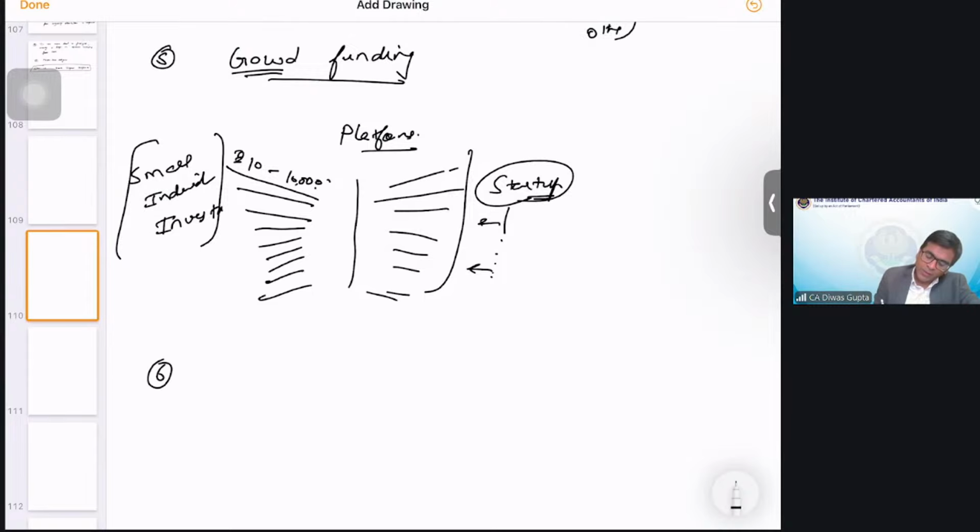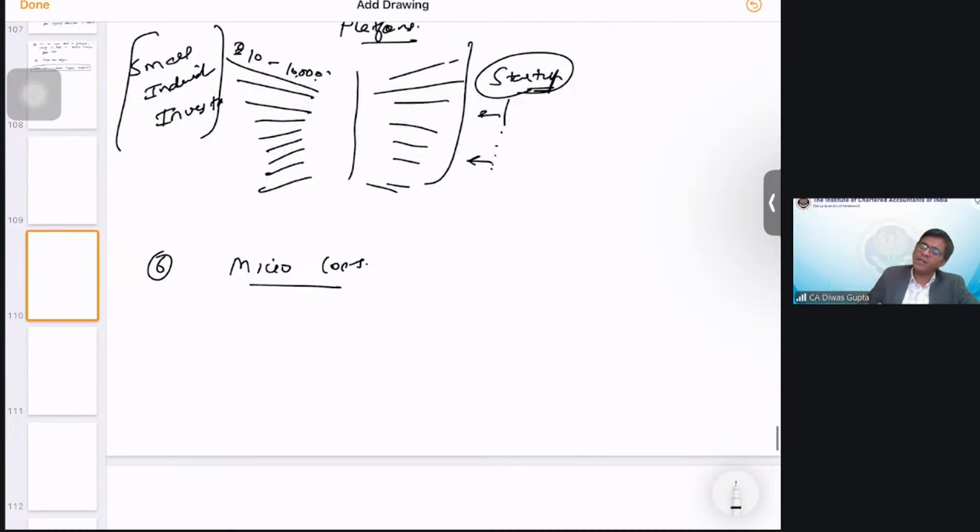Then comes micro loans. Micro means small loans, right? Again, these will be approached to the banks and NBFCs, wherein the nature and the intent of the loan will also be specified. The end use of the loan will also be specified, and then they will be given a loan to scale up their business.